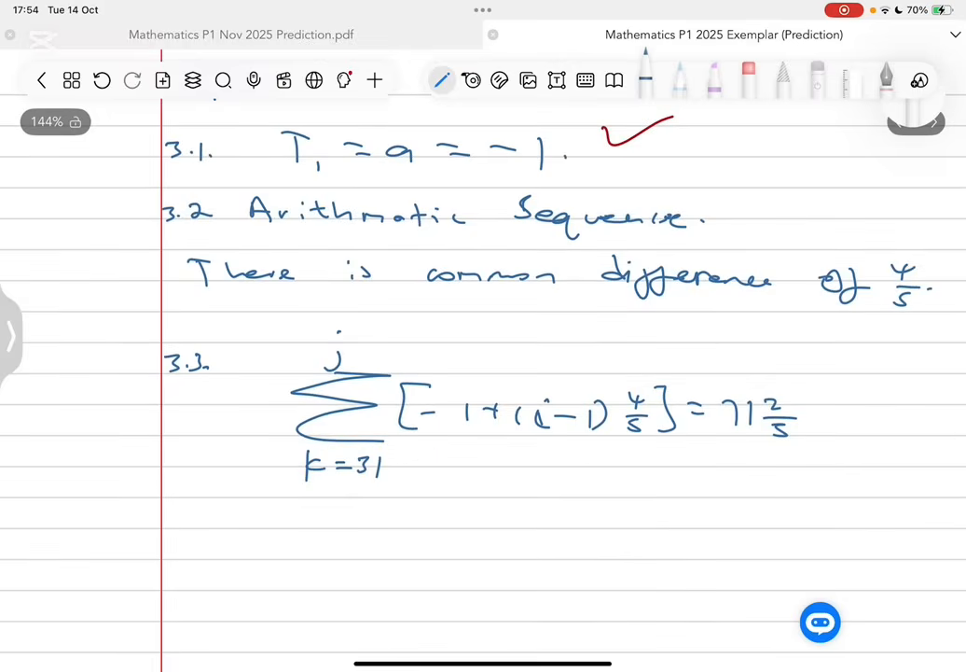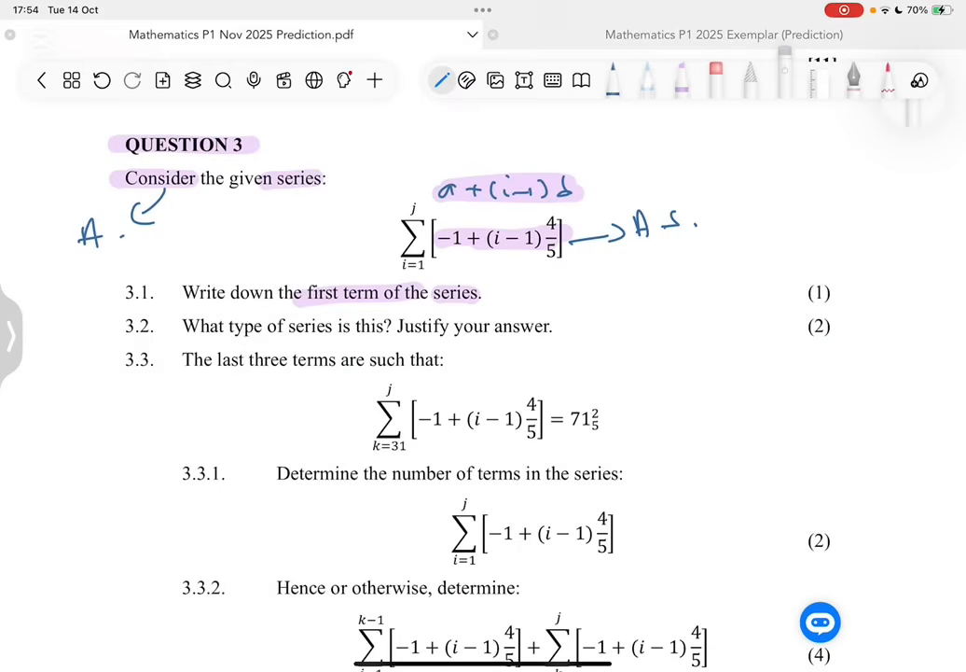So I will say here that the number of terms from k equals 31 to j, I'm going to use a different symbol here, which I'll call m, is going to be 3, because we are told here that there are actually 3 of them. The number of terms are 3.